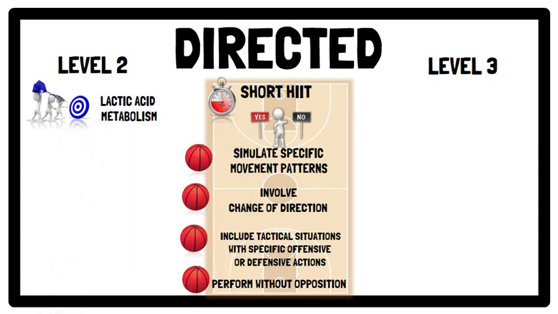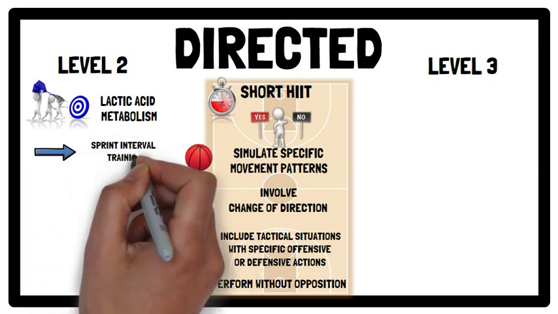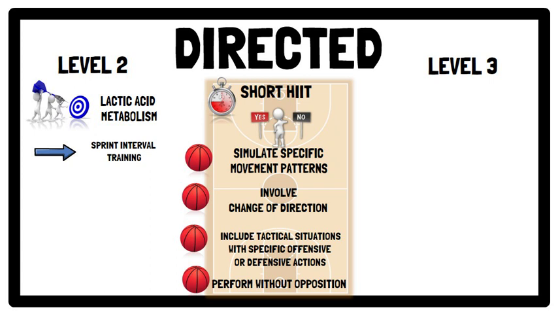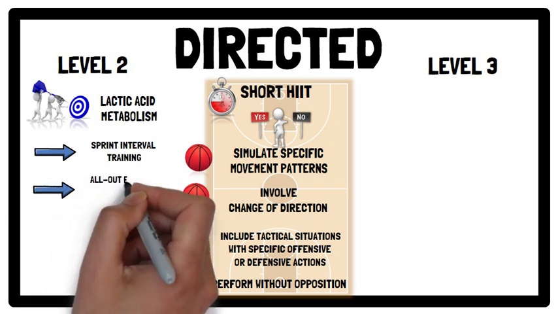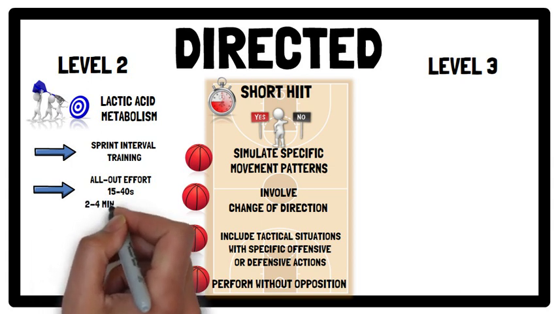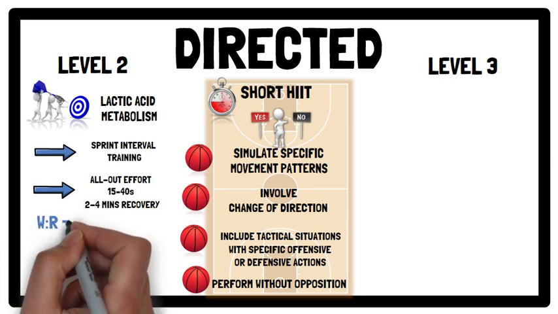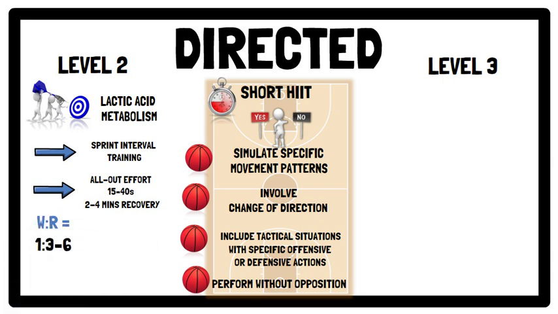targeting anaerobic glycolysis, which can be achieved by performing sprint interval training. The recommended duration of all-out effort is between 15 to 40 seconds, interspersed with 2 to 4 minutes of passive recovery, using a work-to-rest ratio of 1 to 3 to 6 is recommended.